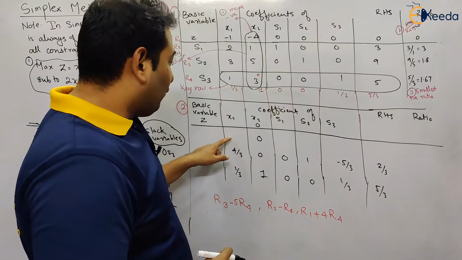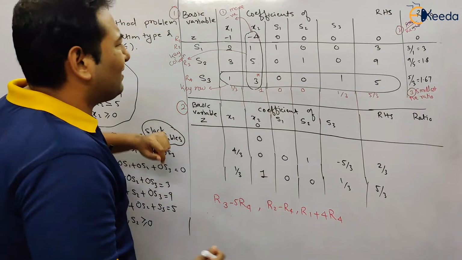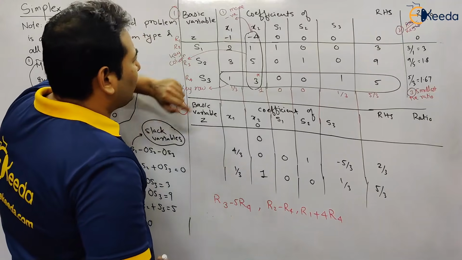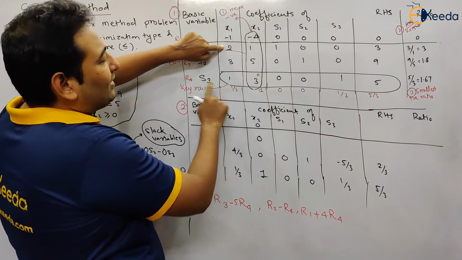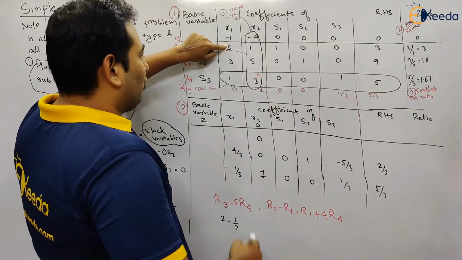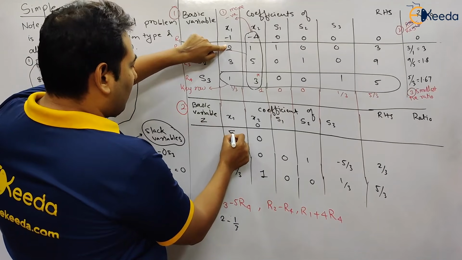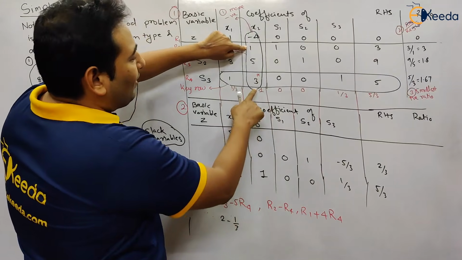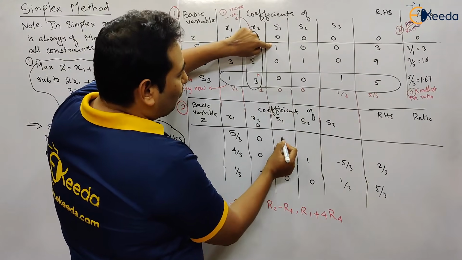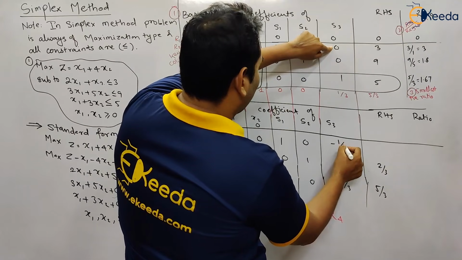Next, now we need to fill this particular row. And for filling this row, it is R2 minus R4. So it's very simple. R2 minus R4. See here, R2 is 2 minus R4. So 2 minus 1 by 3 is 5 by 3. This is 1 minus 1, 0. 1 minus 0 is 1. 0 minus 0 is 0. 0 minus 1 by 3 is minus 1 by 3.